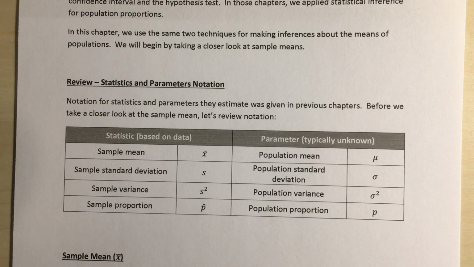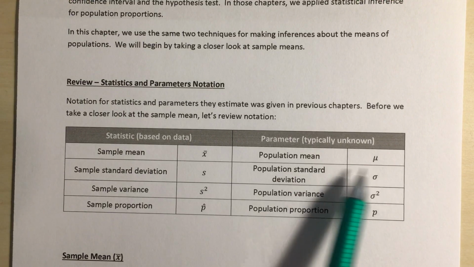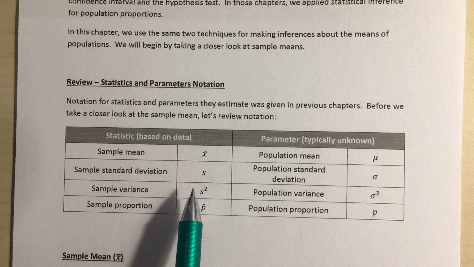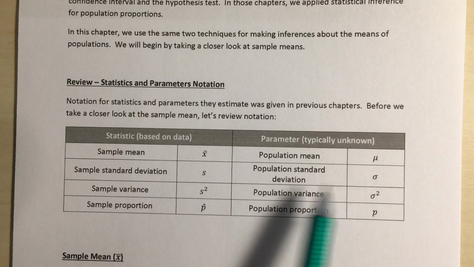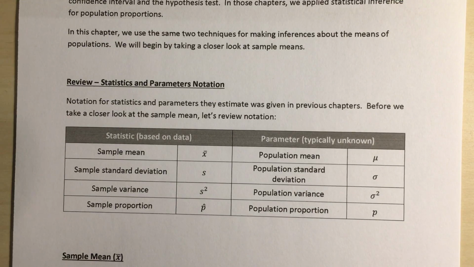The notation that we're going to use a lot in this final chapter is our sample mean x bar versus our population mean mu, and our sample standard deviation represented by S, and our population standard deviation represented by the Greek letter sigma.